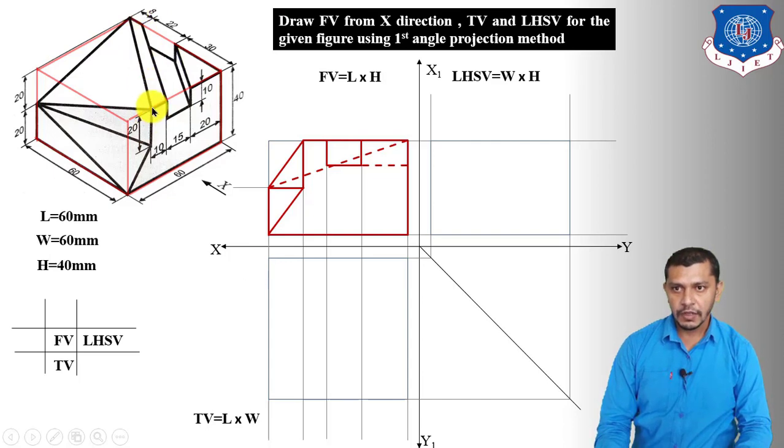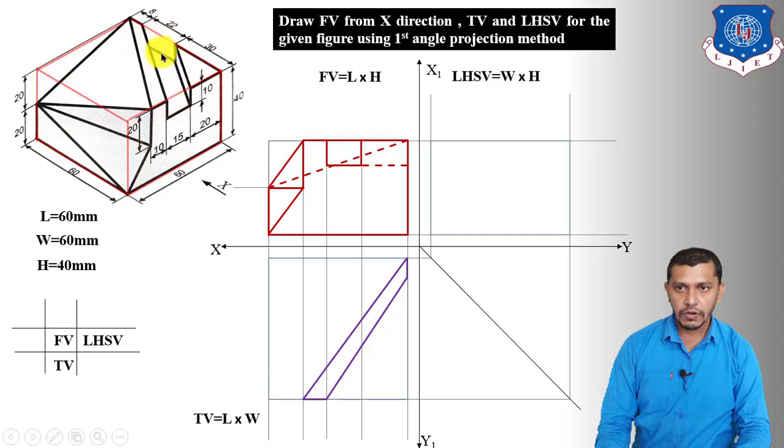Now we have to draw this part. So for that we have to connect this point to this corner point. So this point is exactly projected over here. So connect this point to this corner, which will give us the top view of this inclined line. Now this length is 10 mm that we have already projected, so measure 10 mm over here. This length is 8 mm, so measure 8 mm over here and connect this point to this point, which will give us the top view of this part.